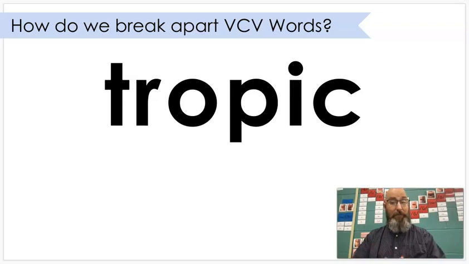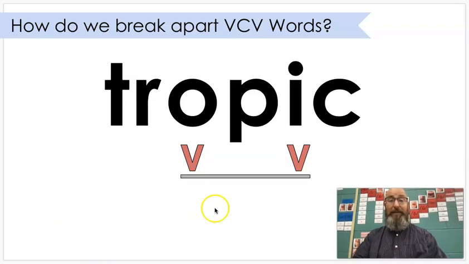Again, what's step one? Label the vowels. That's right. And that O and the I are the vowels in this one. After I've labeled the vowels, what do I do next? I build a bridge. That's right. So I'm going to connect the O and the I, and we'll connect those two vowels.